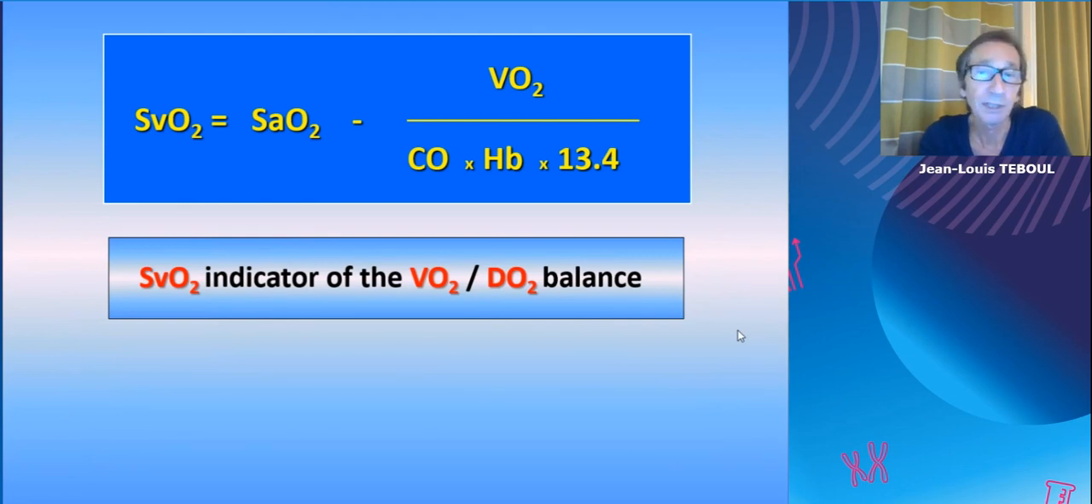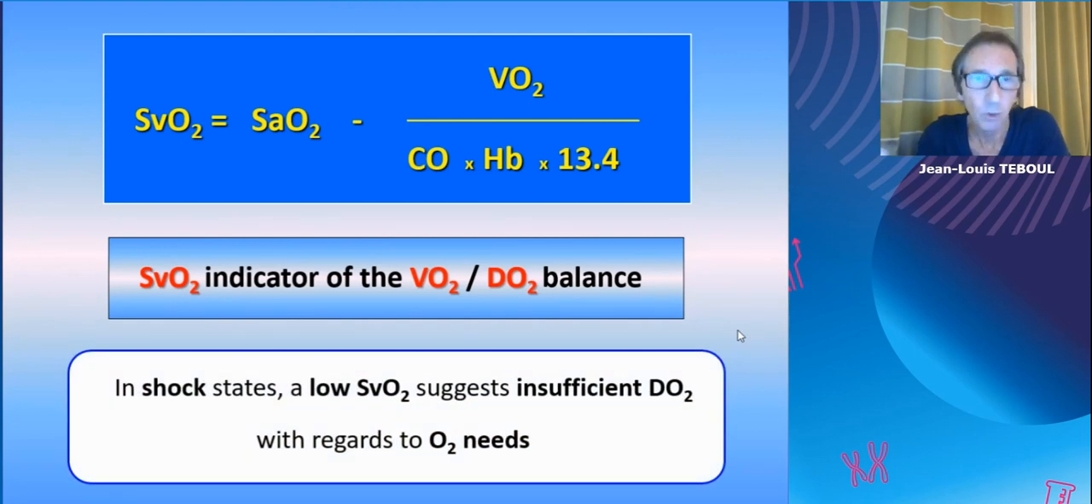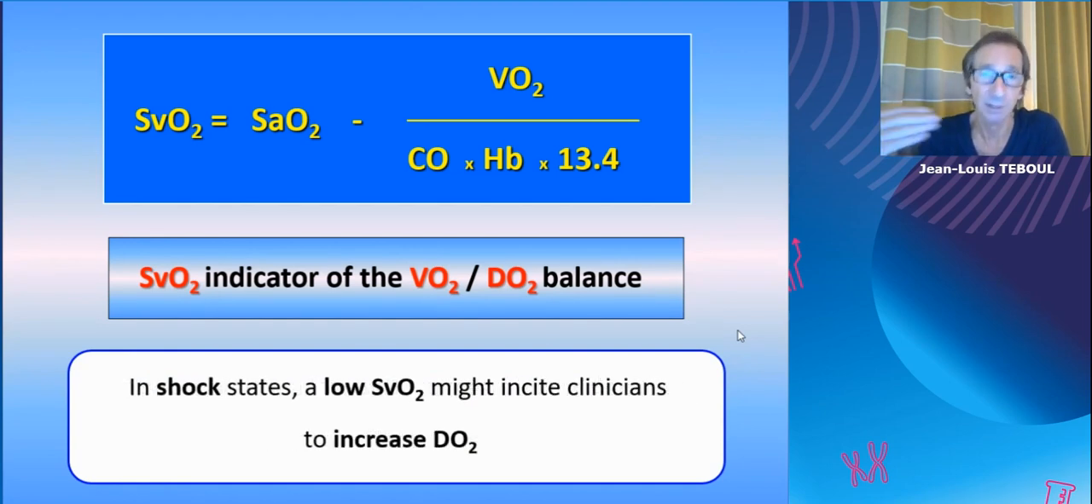So SvO2 is an indicator of the VO2-DO2 balance, and in shock states, a low SvO2 suggests insufficient oxygen delivery with regards to oxygen needs. Therefore, a low SvO2 might incite clinicians to increase oxygen delivery.